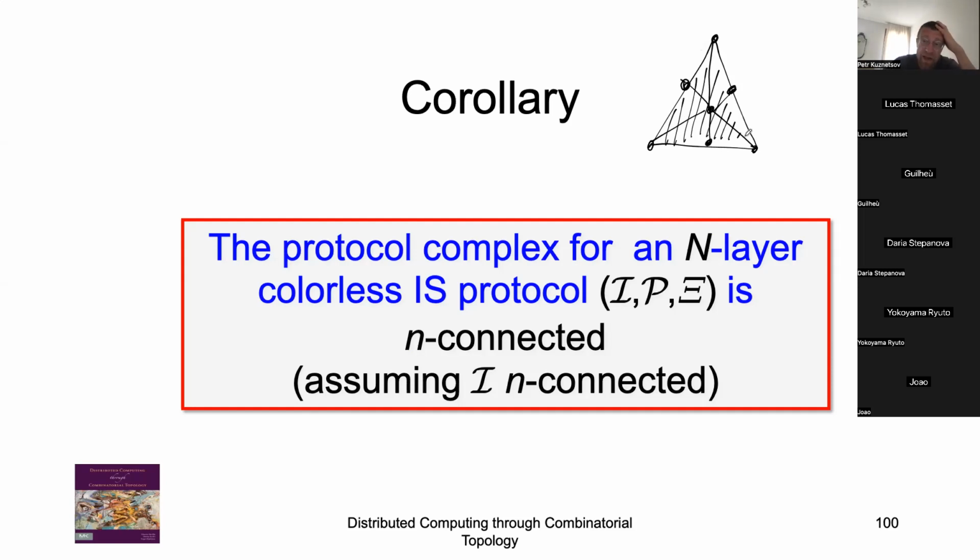What does it mean mathematically? It means that you have some connectivity properties defined on the original complex. The same connectivity properties hold for the subdivided complex. Why? Because connectivity, remember, is defined on the geometric realizations. It's not defined on the combinatorial structures.